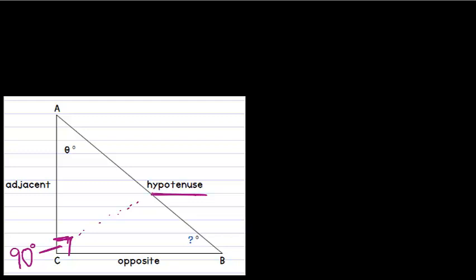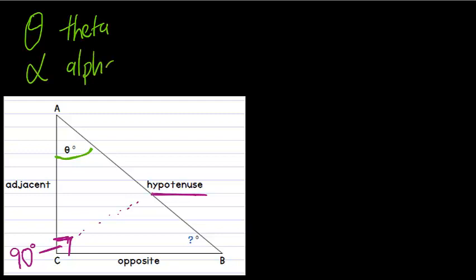On the top, so this triangle is called ABC. On the top we have angle A. Angle A has got a special symbol. It looks like this. This is a Greek letter and it is called theta. When we name our angles in trigonometry, we use Greek lettering. So you will see theta, you will see alpha, and you will see beta. Those are different ways of naming the angles that we will be working with.